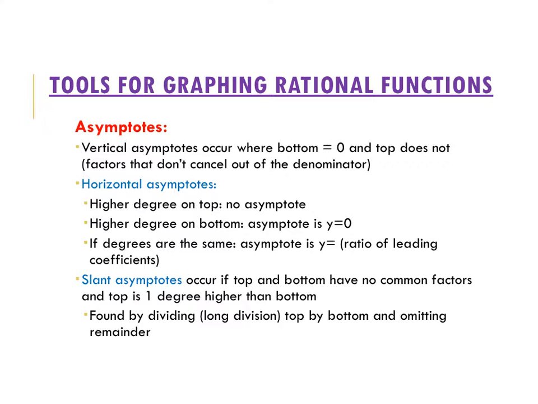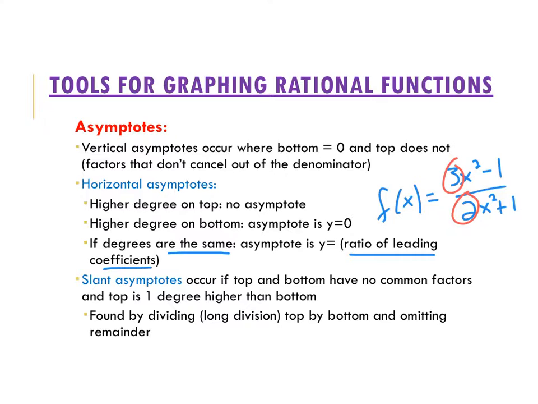And lastly, when the degrees are the same, so both the top and the bottom have the same degree, the horizontal asymptote would be y equals the ratio of the leading coefficients. So for example, if you had f of x equals 3x squared minus 1 all over 2x squared plus 1, notice that the degrees are the same, we both have a power of 2, and the leading coefficients are 3 and 2, so y equals 3 over 2 would be our horizontal asymptote in that case.